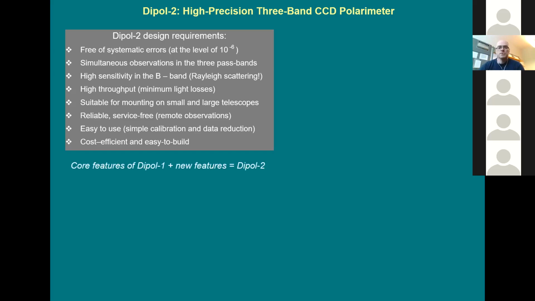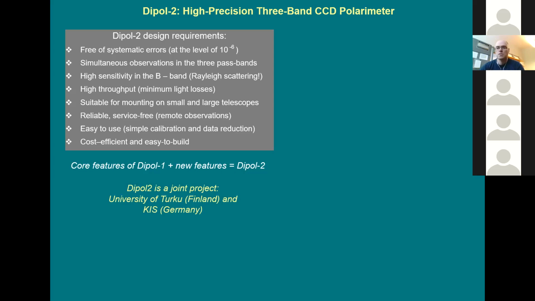So DIPOL-2 is just a successor to DIPOL-1. We retained the core features of the first polarimeter and added new features. And of course, the most important feature, which must be mentioned here: we wanted to have a CCD polarimeter equally efficient in the high precision polarization measurement domain and the low flux polarization measurement domain.